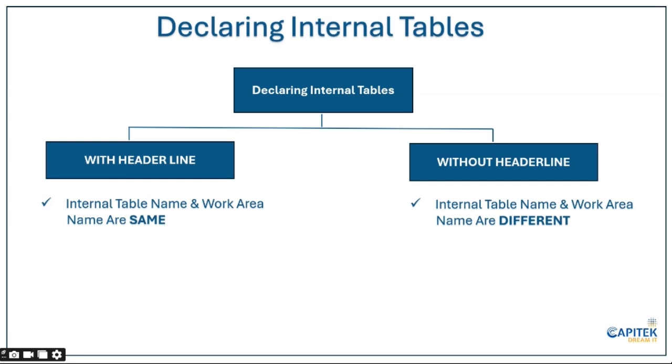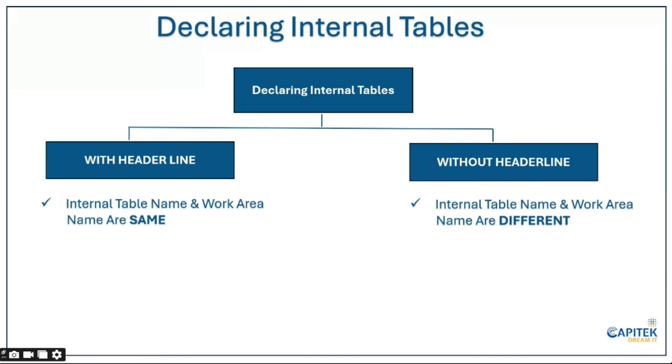You cannot easily identify which is the internal table and which is work area until and unless you go in the debugging mode and you click on that object. If it has multiple records, then that will be your internal table, and if it doesn't have multiple records, then that will be like a work area. But in case of internal tables without header line, you will have a different name for work area and a different name for the internal table, and you can easily identify it.